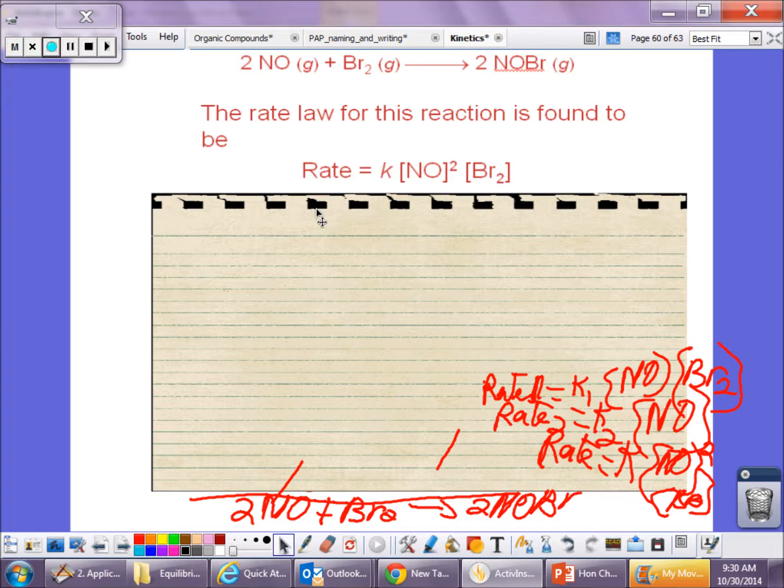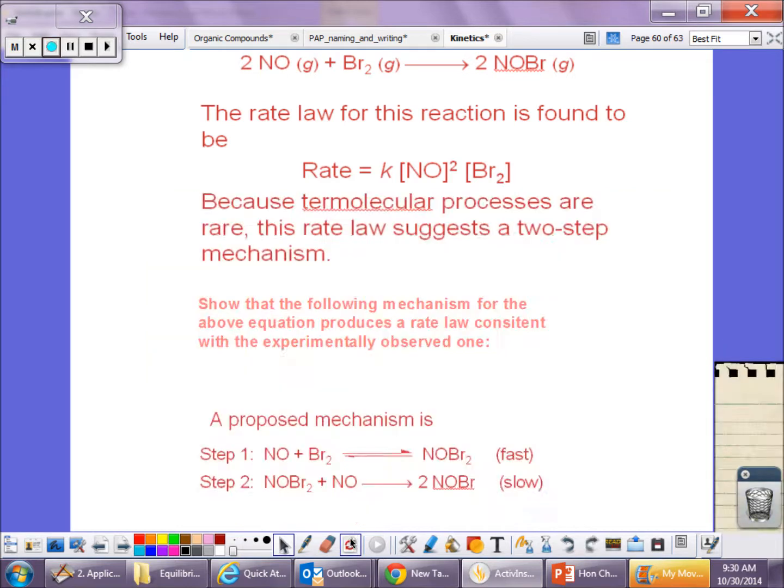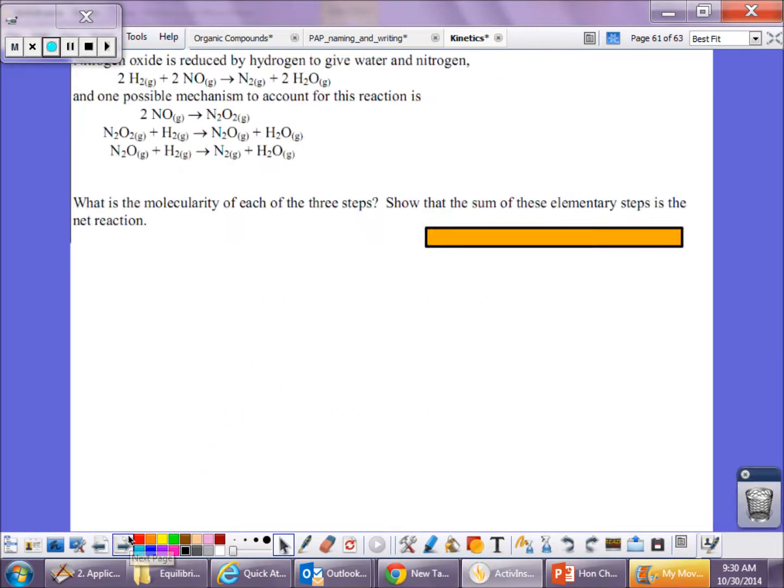Let's do one more. Let's go to the next page. The typical question. They say here, nitrogen oxide is reduced by hydrogen to give water and nitrogen. And then here is the balanced equation. They give you the balanced equation, and one possible mechanism to account for this reaction. They give you different steps. The problem here is they don't tell you which one is slow, which one is fast.